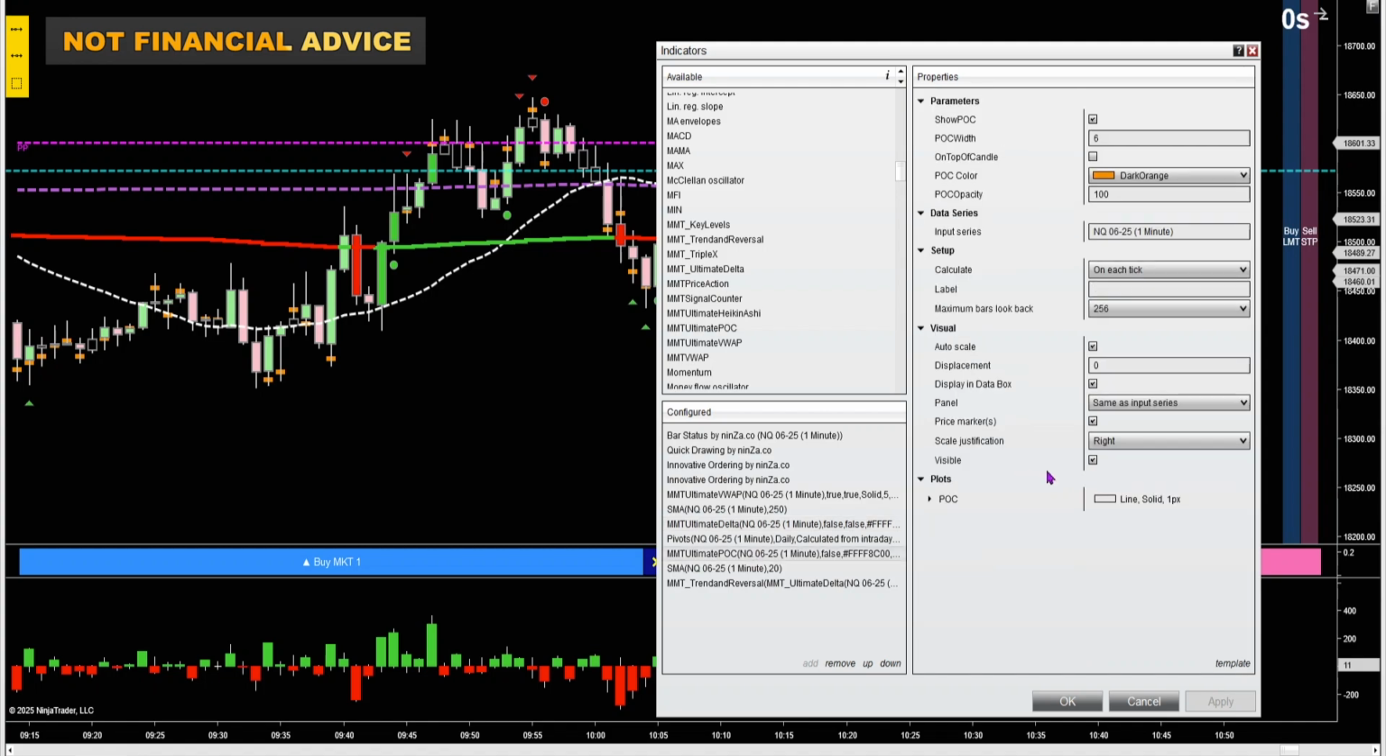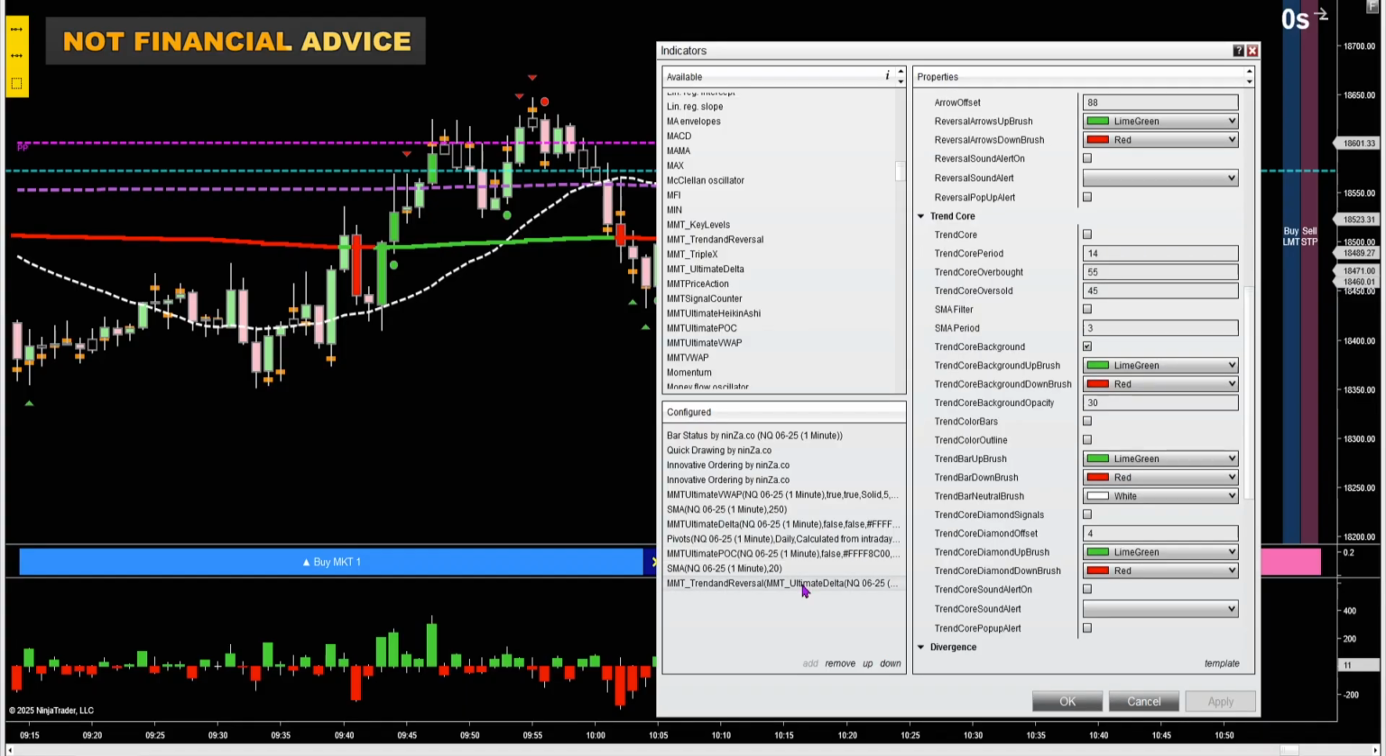For the ultimate POC, I've got the on top of candle feature deactivated. That way point of control is only appearing when it is in the wicks. When the point of control is in the body, you will not see it. It only appears when it goes up into the wicks. And for me, that just helps reduce some visual chart clutter, and then I only focus on when the point of control is actually in the wicks.